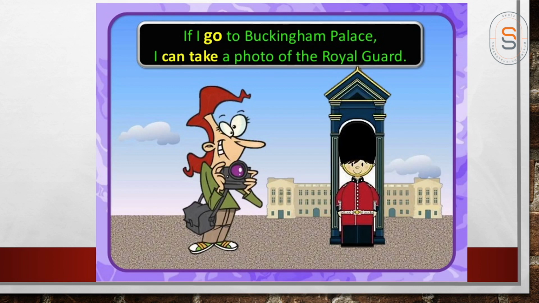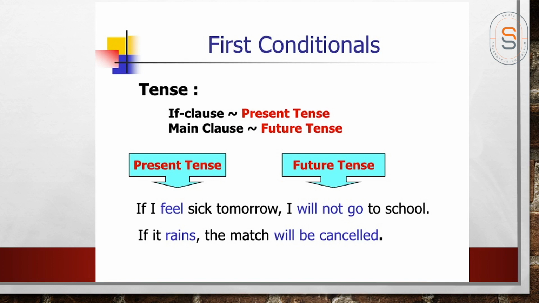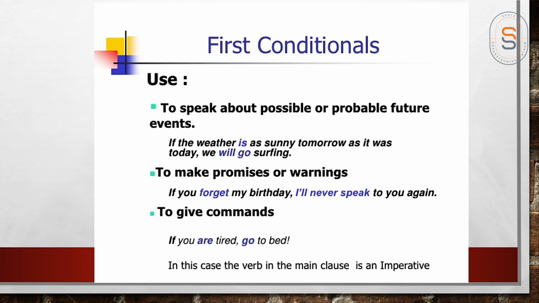So your first type of if sentence, the if clause is in the present tense, and then for your main clause, you add will, shall, may, or can. If I feel sick tomorrow, present tense, I will not go to school. If it rains, present tense, the match will be cancelled. Now, we use this type of sentence when something is likely or probable. If the condition is fulfilled, it is sure to happen. If the weather is as sunny tomorrow as it was today, we will go surfing. So that's your first conditional.